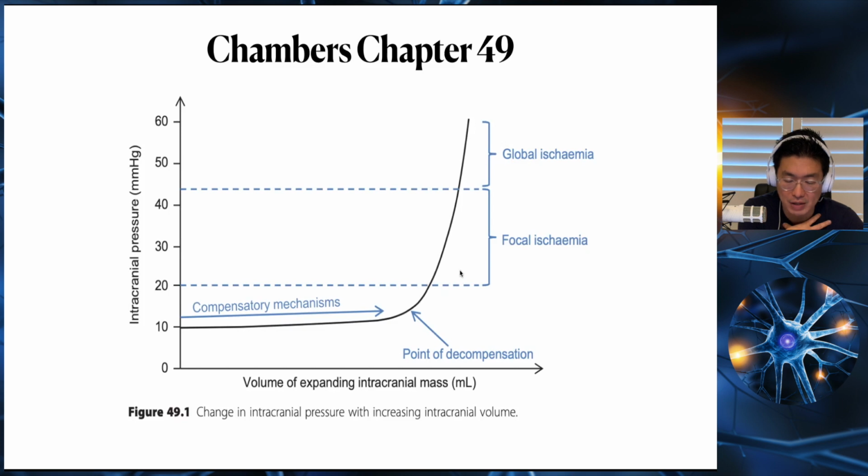And so they talk about focal ischemia occurring at that point, and above around sort of 40, 45, that's when you sort of get global ischemia. Certainly, you'll see numbers above 50 millimeters of mercury is when you definitely start to get global ischemia. So this diagram here, you'll see it represented in, I think, a lot of internet texts, such as Life in the Fast Lane. This is where it comes from. It came from Chambers.